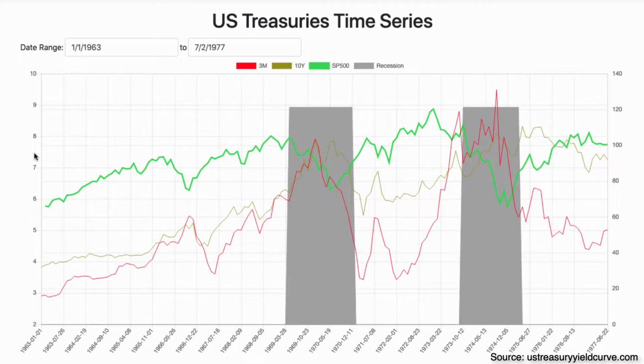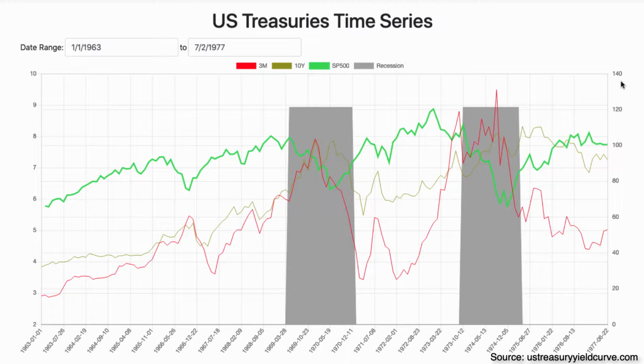Another thing we're going to look at is the S&P 500 price. The green line here denotes the S&P 500 value, and the axis for that is on the right. As you can see, back in the 1960s, the S&P 500 was only in the 100-point range, whereas today we're at 3,000 points. So the S&P 500 has grown and expanded quite a bit since then.